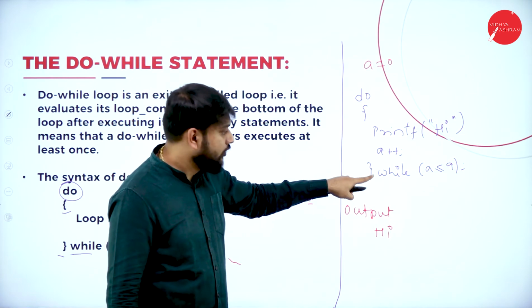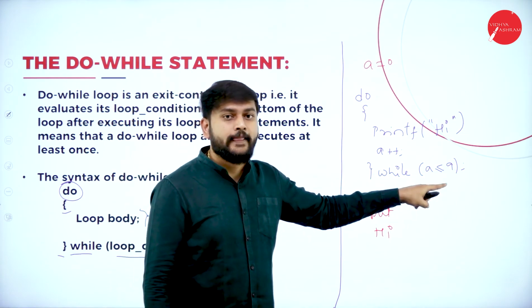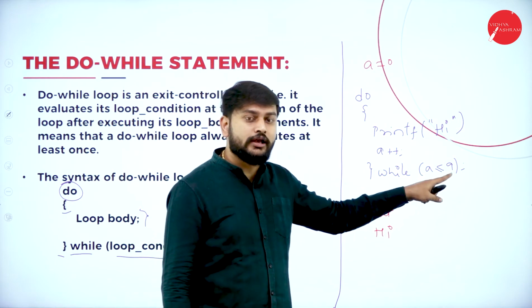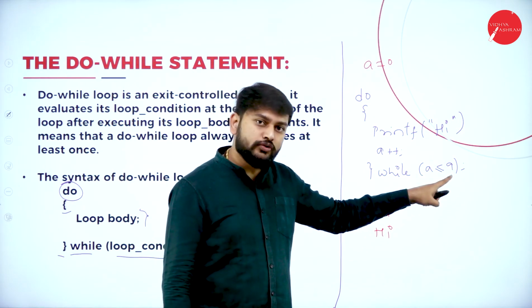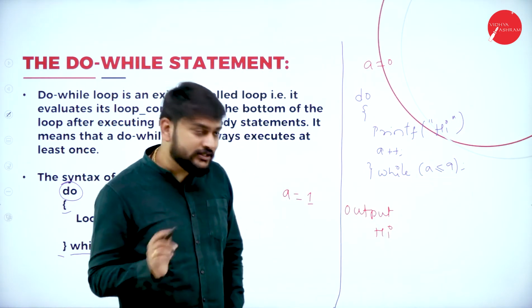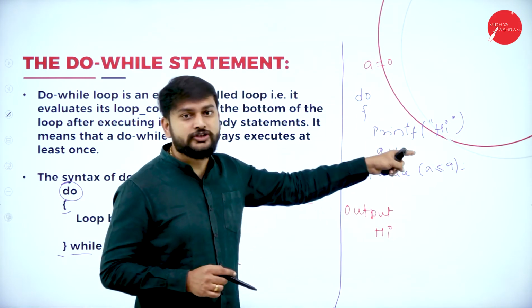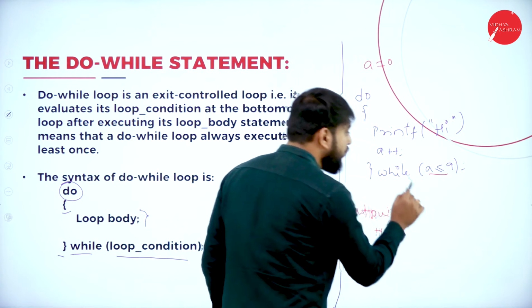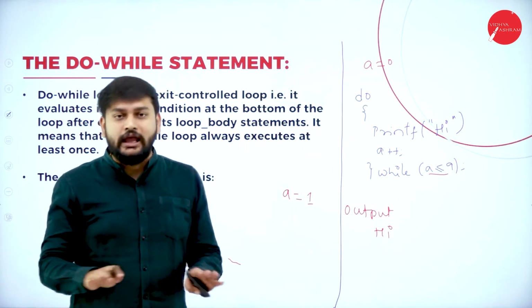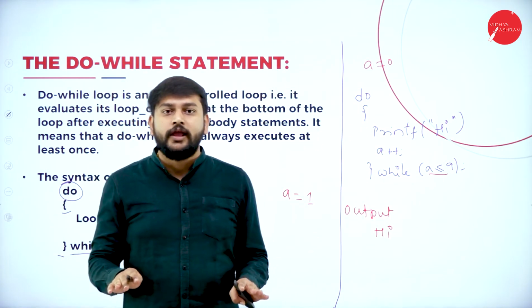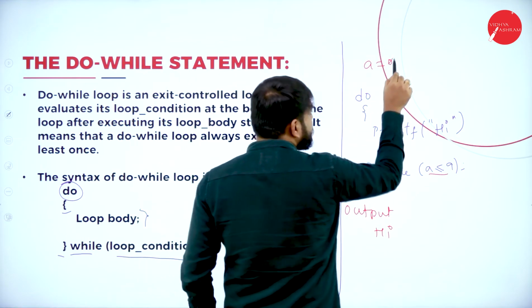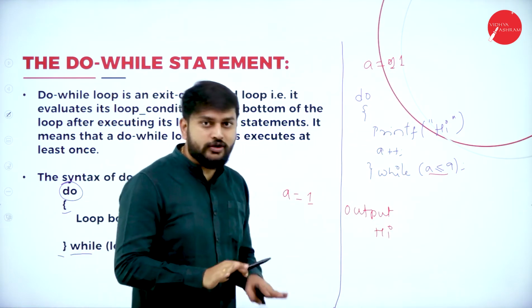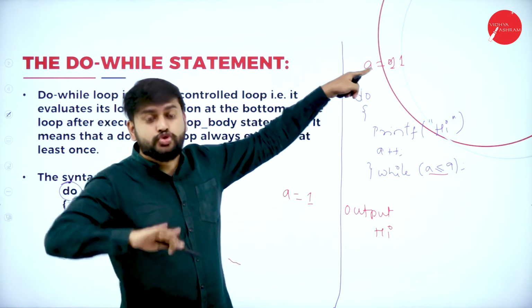Then after that, it checks the condition. What is the condition? A should be less than or equal to 9. Is it true? Yes, it is true. If that is the case, this statement will be executed again. Otherwise, if this condition fails, it will not execute this again. Now imagine my A value is 11. This was case 1, you're done. Let's go to case 2.